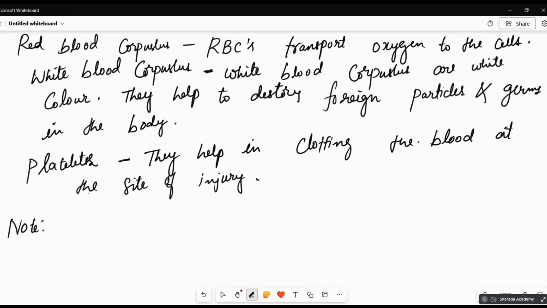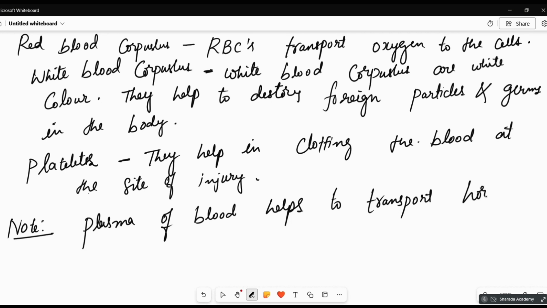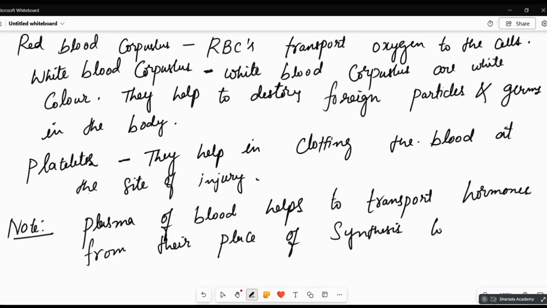Another, write a note, a few things which are required. Plasma of blood helps to transport hormones from their place of synthesis to the target organs. So, any examples of hormones you can tell?